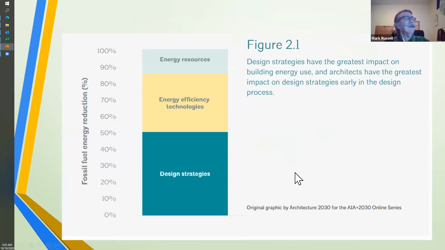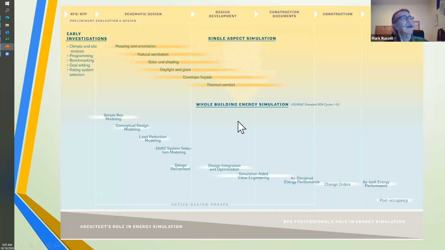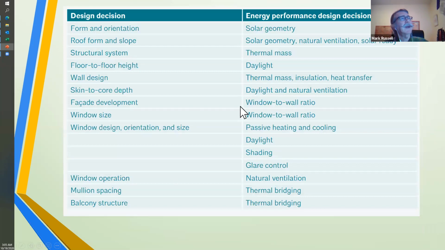So anyway, their objective is to try to become carbon neutral, and ways to do that using energy resources, energy efficient technologies, and design strategies is a major portion to try to reduce the overall energy usage. So the whole idea is using a whole building energy simulation method to help improve the performance of the building. And again, these are a number of the techniques, and we'll talk more about these in our next lecture.